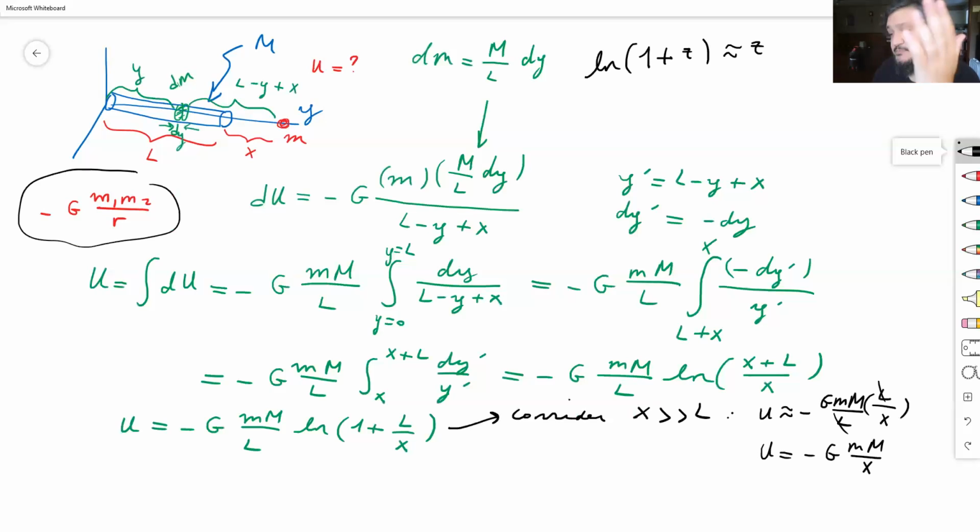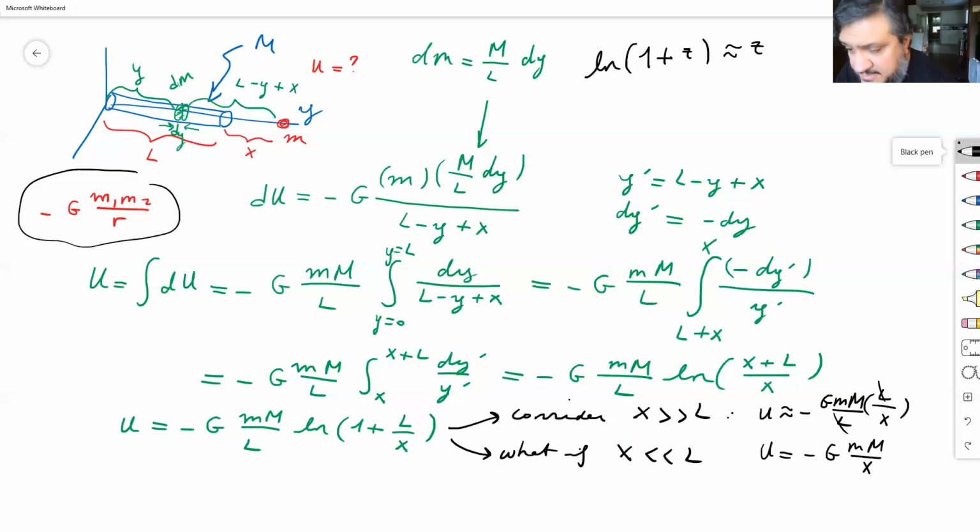Okay, so you could do the other way around. What if you're really close to the object? Then you can find the approximation. I'll leave that to you to work out. In the other case, when you're really close to the rod, see what you can get. Okay, this was one example.